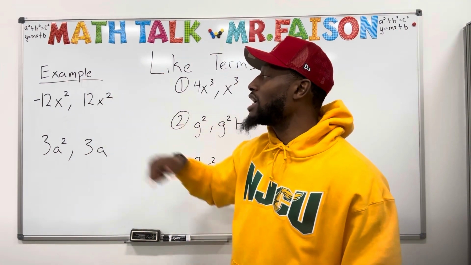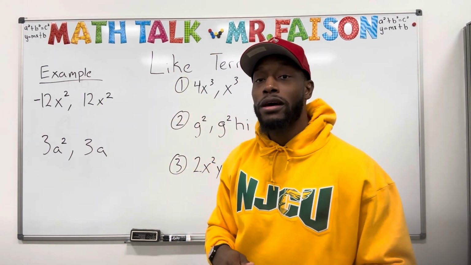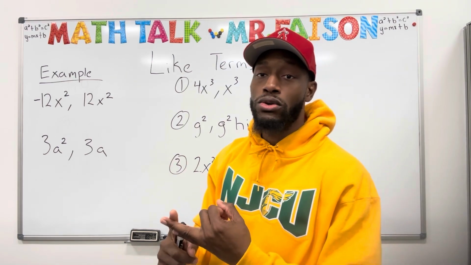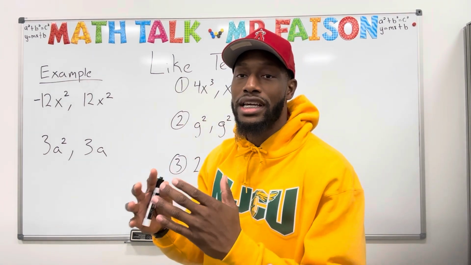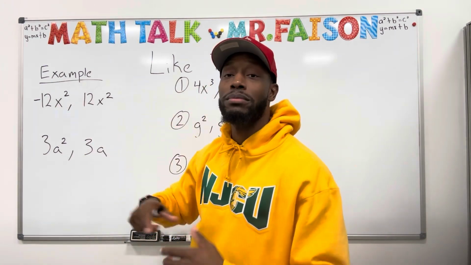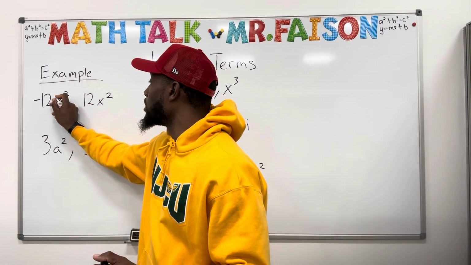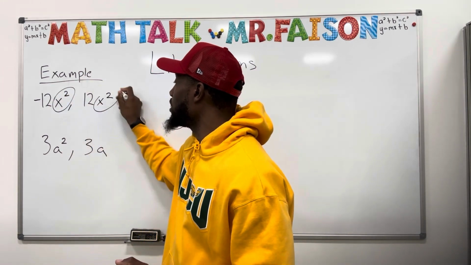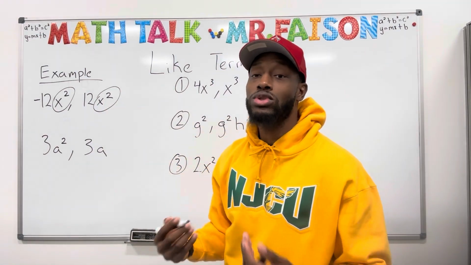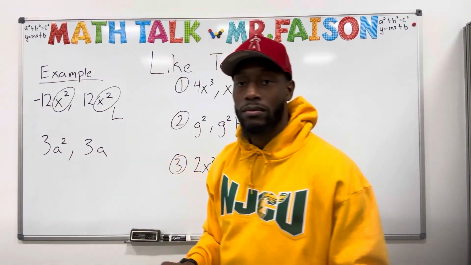Now, if I look at these examples, I see negative 12x squared and 12x squared, right? For me to know if something is a like term or not, the variable and the exponent have to look the exact same. They have to be identical twins, right? So the letter and the small number next to it have to be identical twins. So let's see. If I'm just looking at the variable and the exponent, I see x squared and x squared. They are identical twins, meaning they are like terms. So I'm gonna put an L right here, okay?